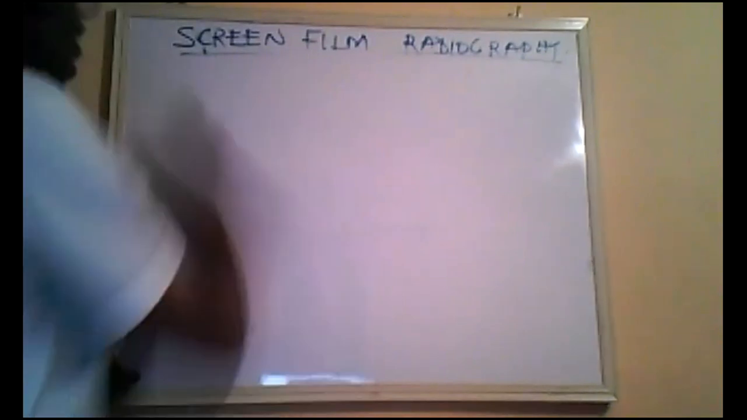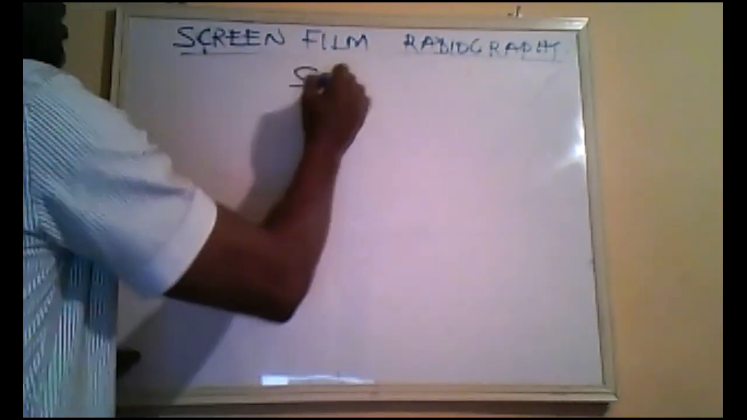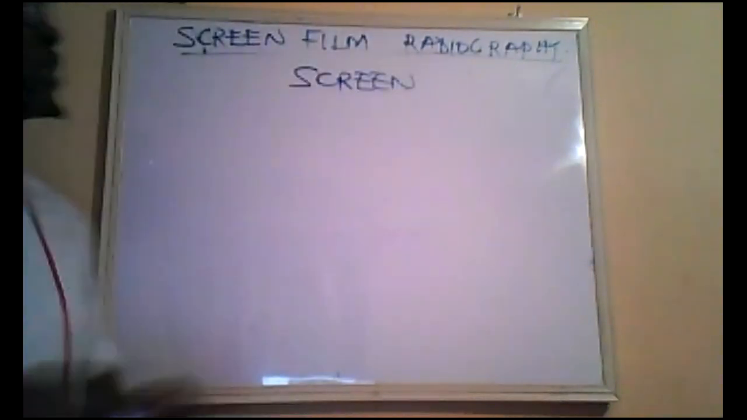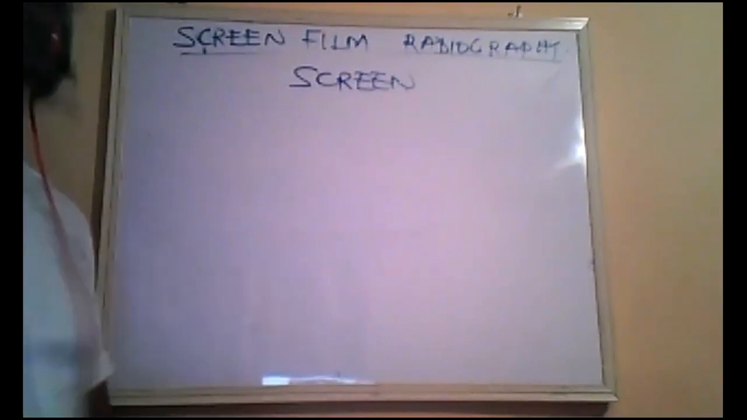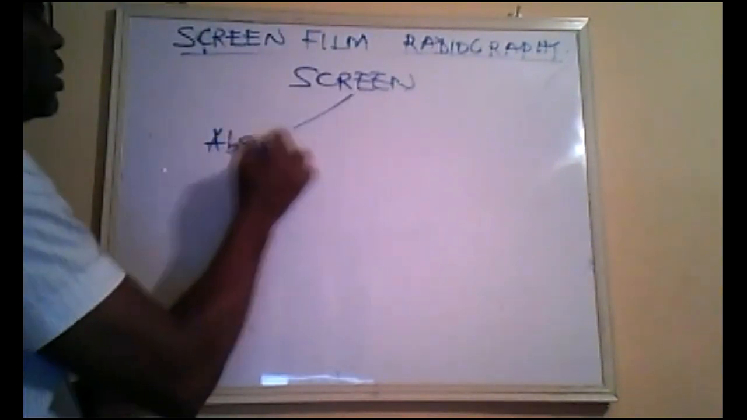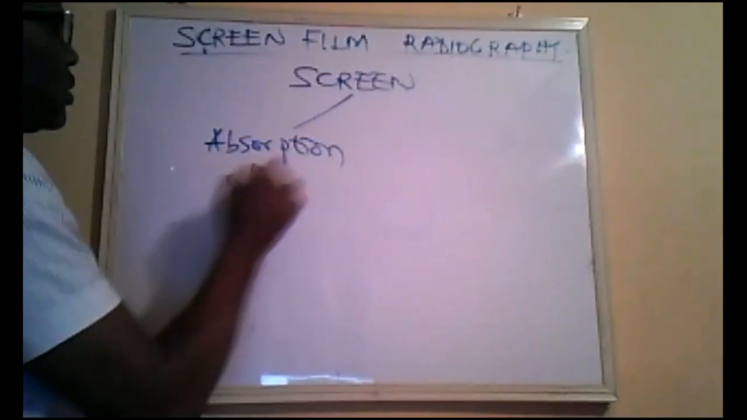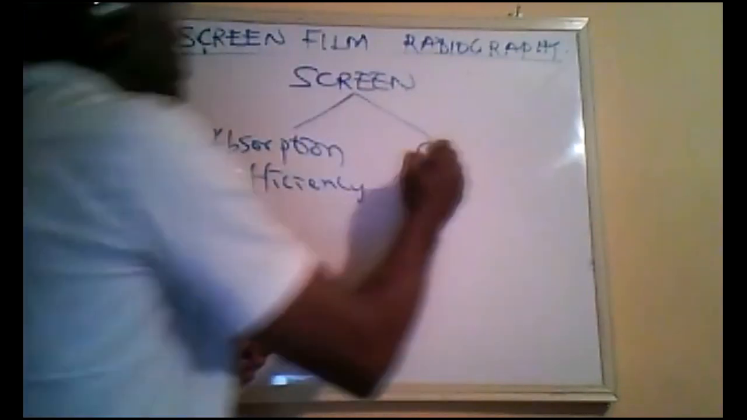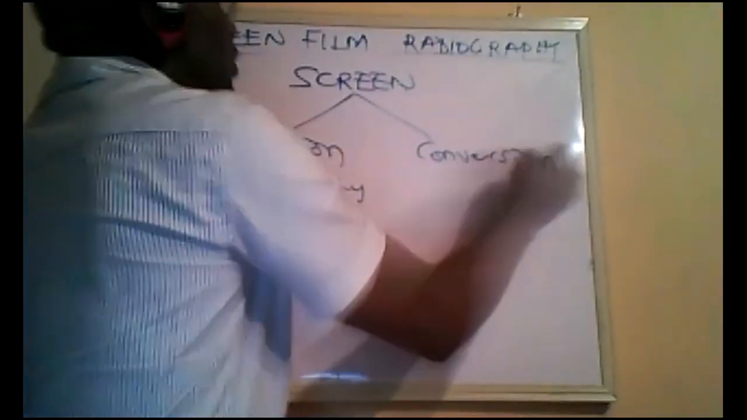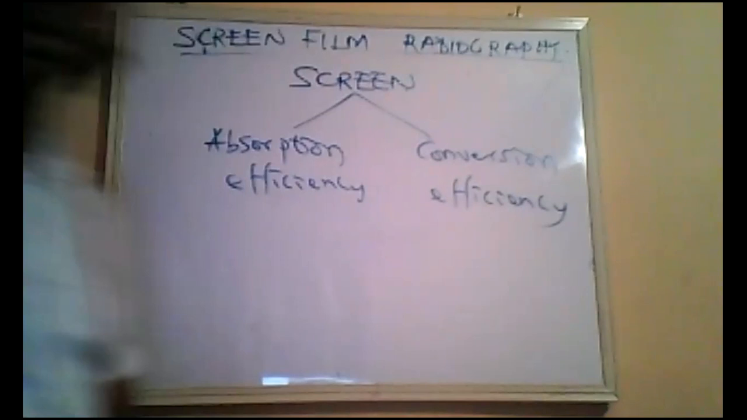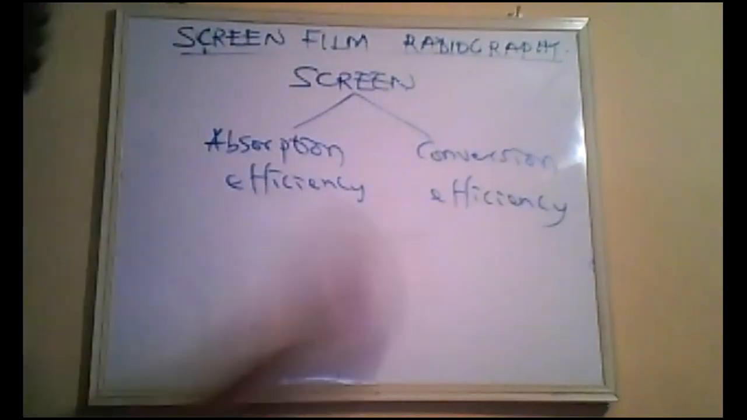So the properties of screen. For screen, there are two properties which we shall look into. How would you say this screen is better than this other screen? First of two is what we call absorption efficiency, and then conversion efficiency.